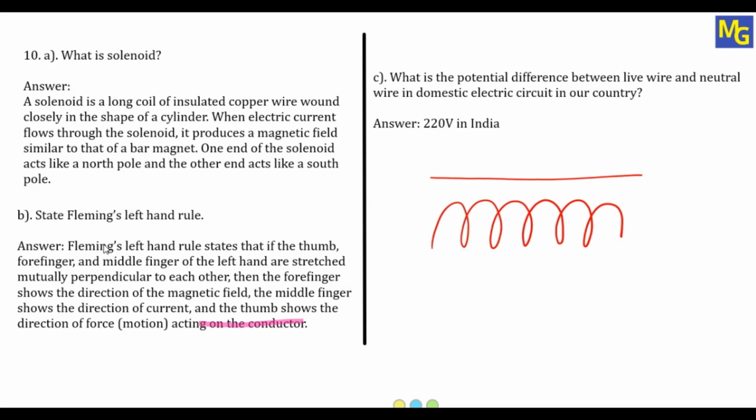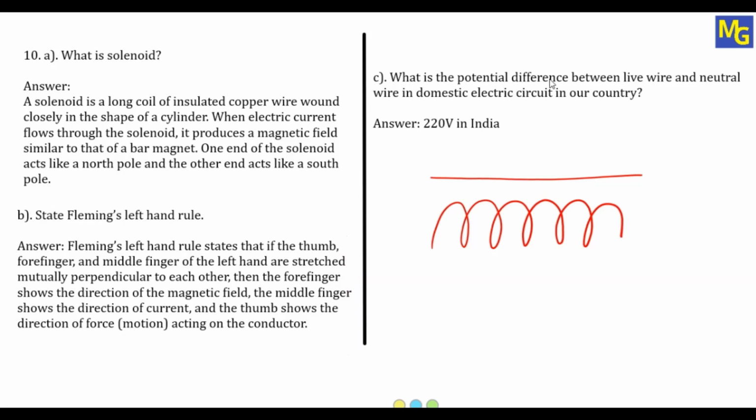Very important. First what we have to do? We have to take the left hand thumb, forefinger and middle finger. We have to stretch them in such a way that there is a 90-degree angle between all the fingers. If you hold them in such a way, then the forefinger shows the direction of magnetic field. You have to hold your forefinger in the direction of magnetic field. Then the middle finger shows the direction of current, and always in such a case the thumb will show the direction of motion or the force acting on the conductor. Very important, Fleming's left hand rule. Remember, practice.